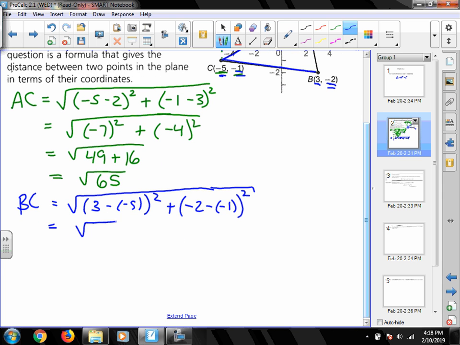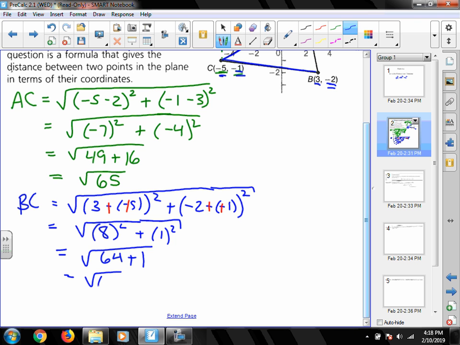So I'm going to get the square root of, now, since I'm subtracting negatives, I can add a positive. I'm going to get 8 squared plus, again, subtracting a negative, I can add a positive, and I'm going to get 1 squared, also known as the square root of 64 plus 1, or square root of 65. So looks like these two are the same length, therefore it's going to be an isosceles triangle.